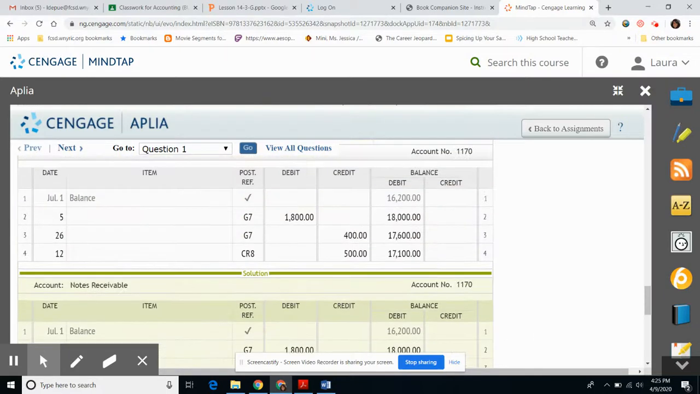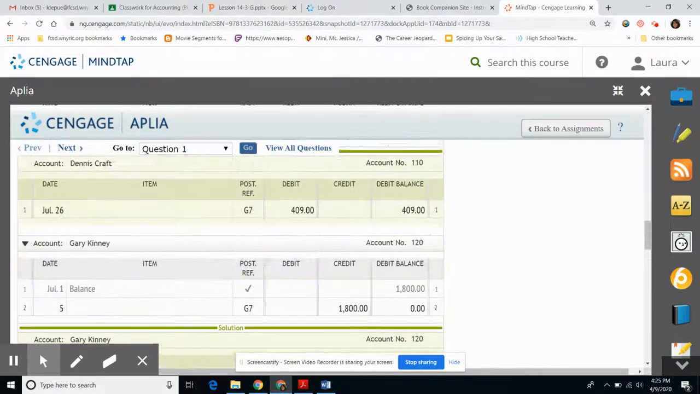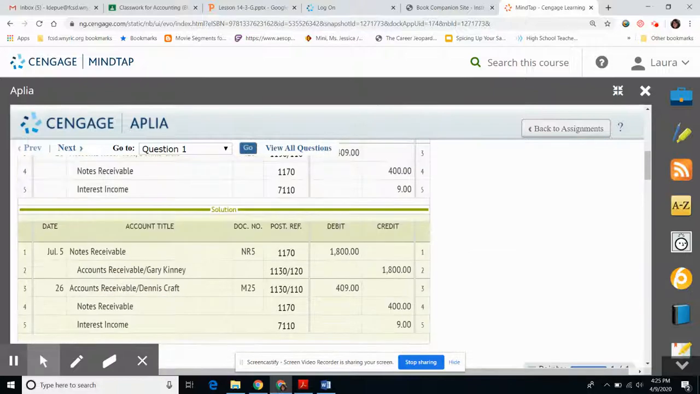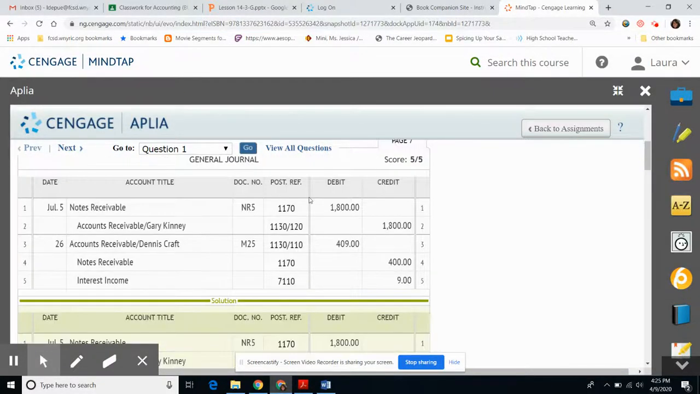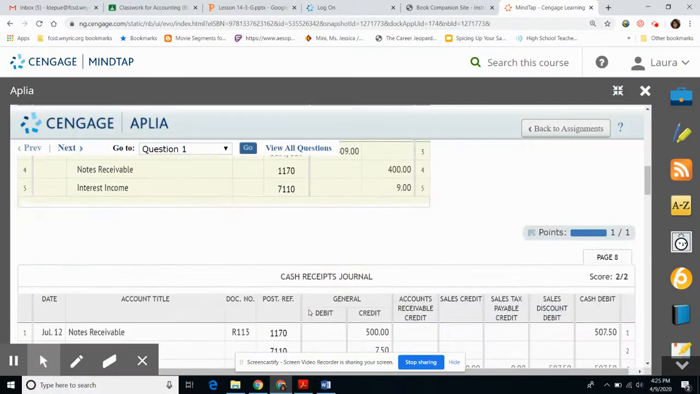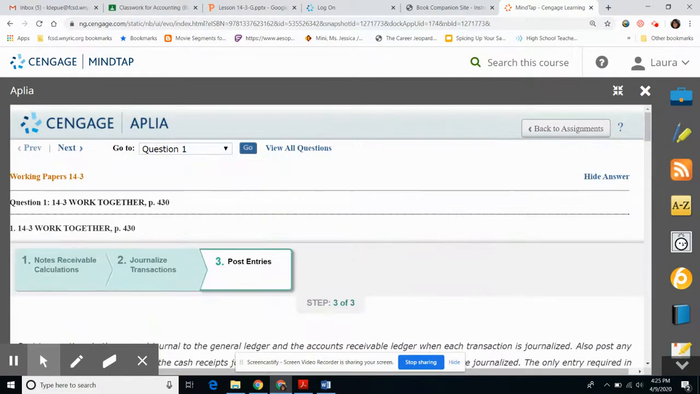Don't forget, again, the last step is to always, after you post line by line, put the numbers back into the journals, into the post-reference columns. So that concludes the work together for 14-3. There are 3 steps. Just make sure you're taking your time, pause the video as you're working along for the work together, and then go ahead and do the on your own problem.